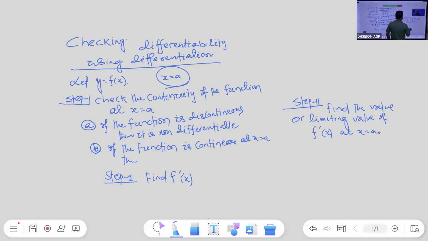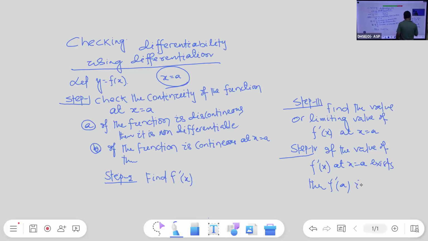Step 4: if the value of f dash x at x is equal to a exists, then f dash a is the required value and the function is differentiable.